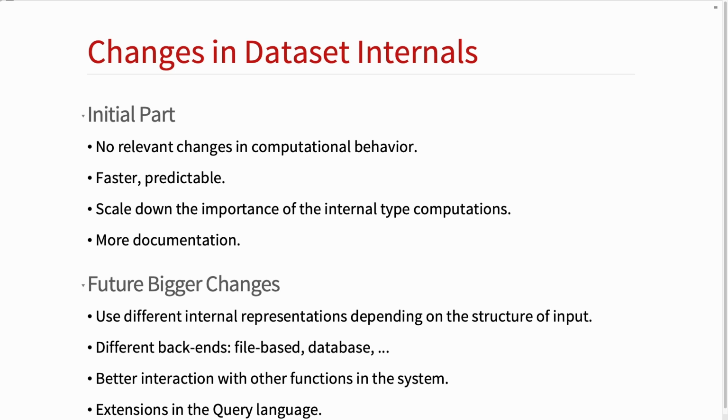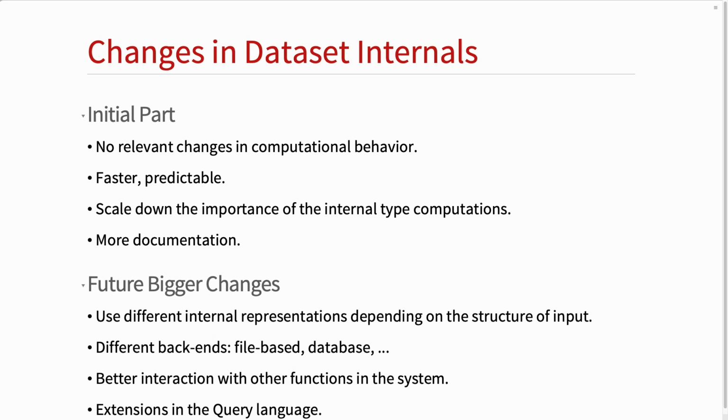So one of the main things in relation to the structure and computation in Dataset is the relevance of a type, and I will explain in a moment what that means. I'm trying to scale down the importance of this type to make it faster. Also, we want to have more documentation on Dataset. And that would be the initial round of changes.